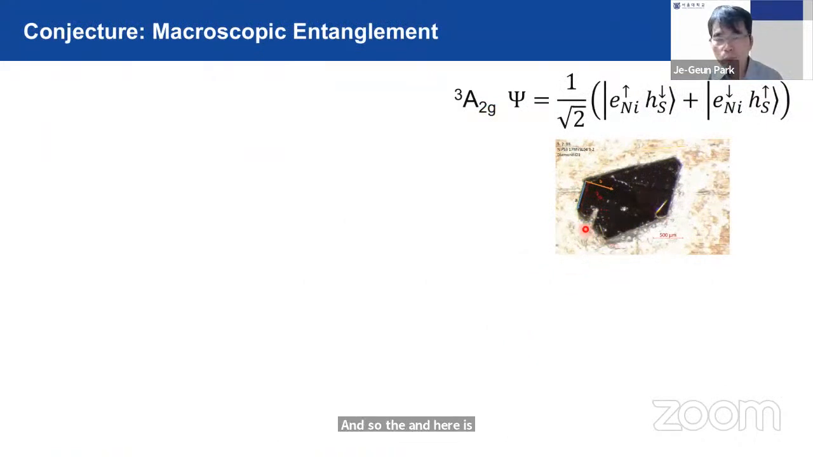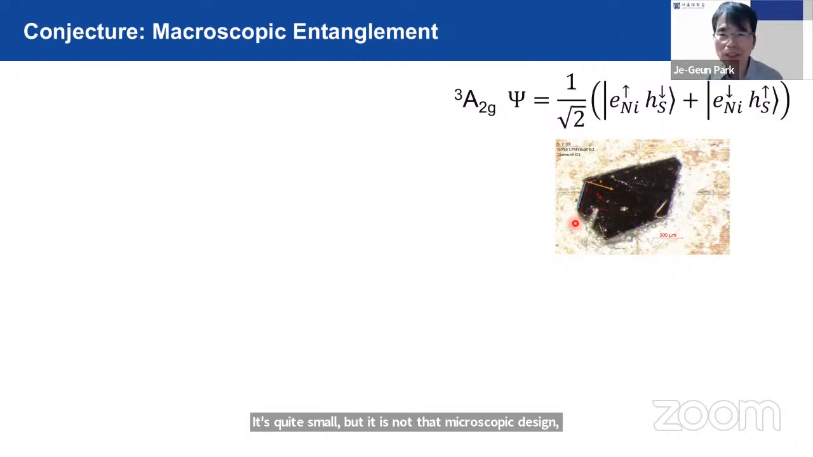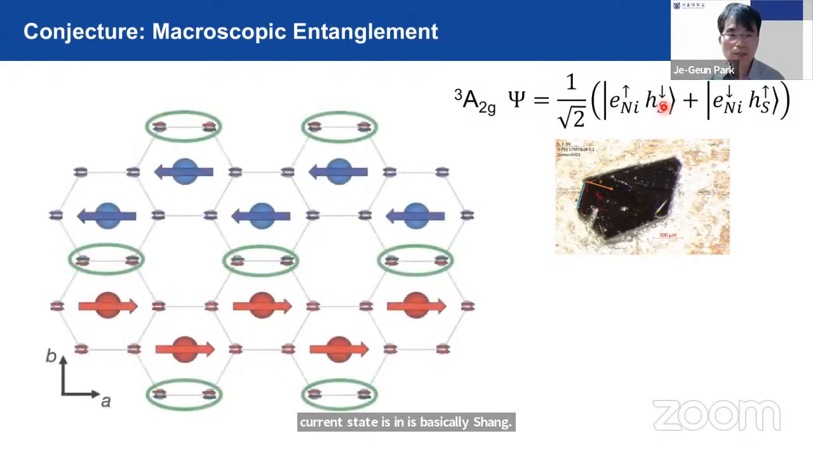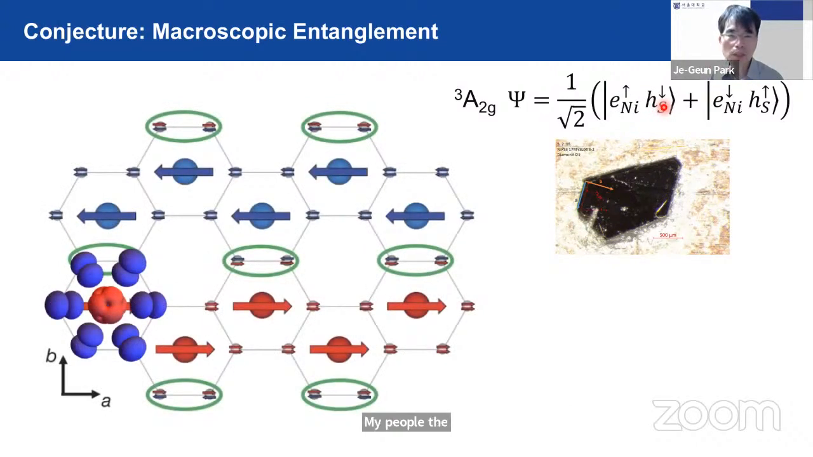These are the samples we use for our RIXS experiment. They're quite small, but not that microscopic; they are almost 500 microns wide, so quite bulky. And the ground state is basically a Zhang-Rice triplet state. So let me think about what it means.